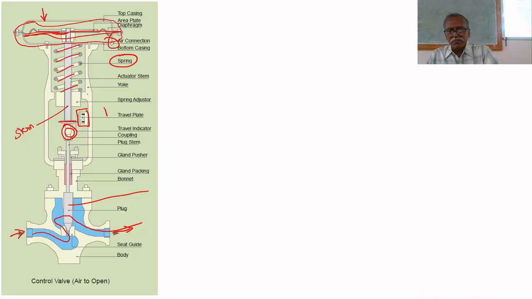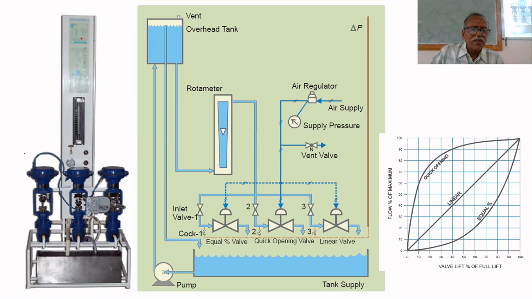Already I told you that there are three types of valves. This is the laboratory setup in the lab. There are three valves. Here the air input is at the top, that's why this is air to close. Here it is in the bottom, here also it is in the bottom, that's why these two are air to open. This is air to close, and this is equal percentage. The second one is quick opening, and the third one is the linear valve.